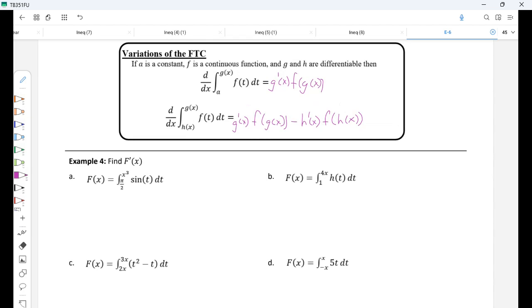So the example says find F prime of x. Capital F prime of x equals, I need to take the upper limit first, just like when we're evaluating an integral, and I need to find the derivative of that upper limit, or that upper bound. So what is the derivative of x cubed? 3x squared. So this starts out with 3x squared, and then we leave the function alone. I shouldn't say we leave it alone. We're not going to take any derivatives of our inner function because derivatives and integrals cancel each other out, but we are going to change the argument. It's going to be sine of the limit, so sine of x cubed.